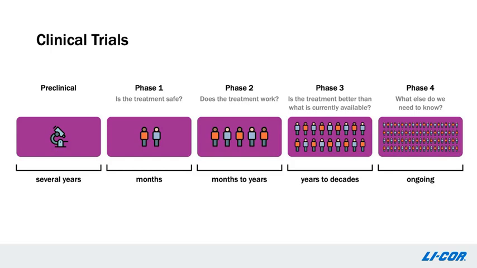If a therapeutic passes phase 2, it will enter phase 3, and this phase can last for years to decades and involve thousands of patients. The goal of phase 3 is to determine if the therapeutic is better than what is currently available on the market to treat the disease. After phase 3, the FDA will review the drug and determine whether it is safe and better than current available treatments. If so, then it can be FDA approved and released into the market.